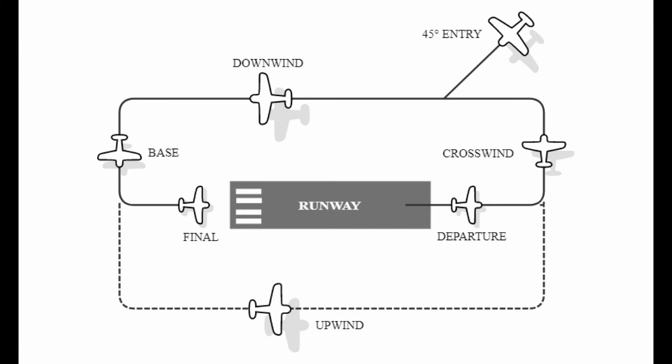Now, each of these entry points has 2 entry methods. The straight in, where you are flying the same heading as that leg requires, and both of these are parallel to the runway, just heading in opposite directions. Or you can enter the leg on a 45-degree angle to the leg. At no time should that 45-degree angle ever cross the active runway.